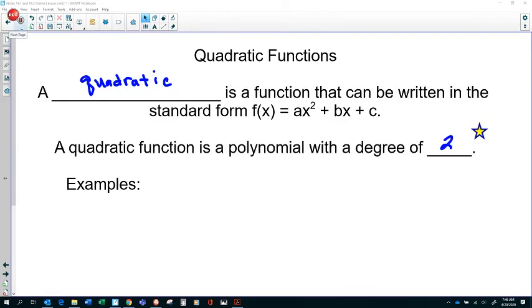A quadratic function is a function that can be written in the form f of x equals ax squared plus bx plus c. And it's a polynomial with a degree of 2. Please copy this down in your notebook and I'll give you an example.